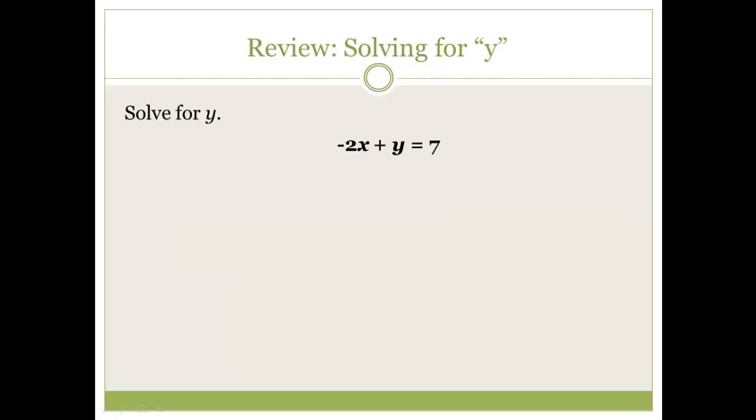Let's review how to solve for the y variable. In this equation, you want to get y by itself. You want to get all the numbers and letters away from y. The first step is to move negative 2x by adding 2x to both sides of the equal sign. The negative 2x will cancel out on the left side. You will be left with y equals 2x plus 7. Notice that y has been isolated. This is the equation that will be graphed.